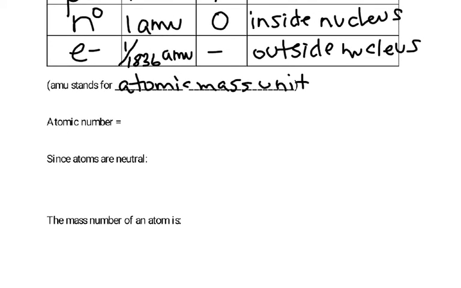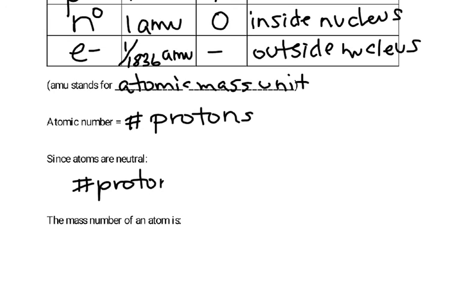Okay, so now, what's the atomic number? You guys should know that answer from your definitions. It's the number of protons. Now, since atoms are neutral, they weren't neutral, every time we touch something, we would get an electric charge or get an electric zap, get zapped. But since we don't get a zap when we touch things, atoms are neutral. And that means the number of protons is equal to the number of electrons.